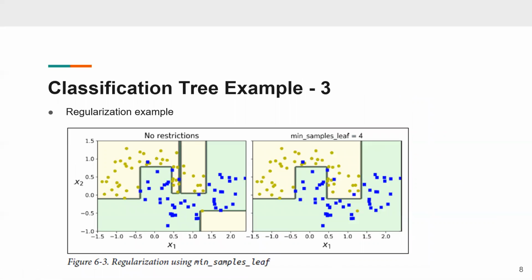Now, I'll give you more examples to see what happens if you have regularization versus if you do not have any regularization. If you use minimum sample leaf equal to 4, to ensure that a leaf node has at least 4 observations, then you could have a decision boundary looking like this. But if you don't have this minimum sample leaf equal to 4, then it turns out to be what's on the left-hand side.